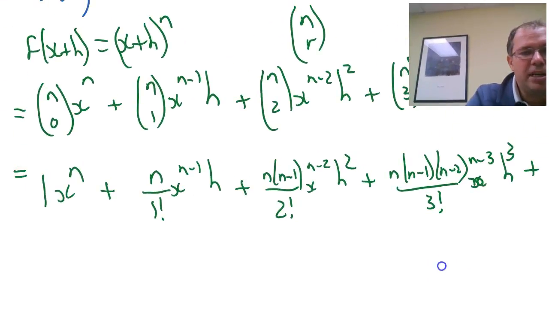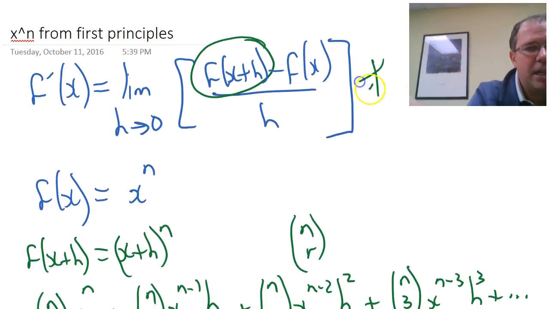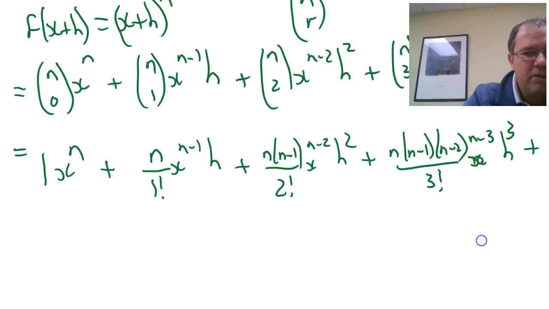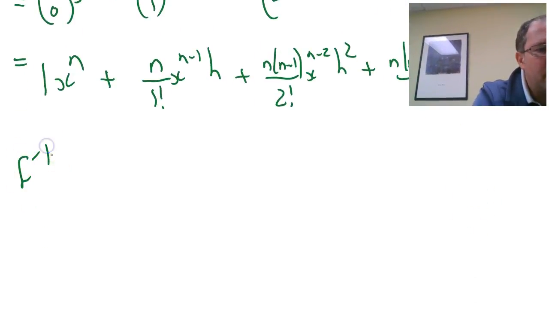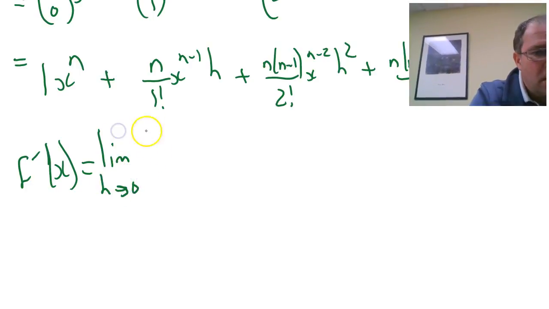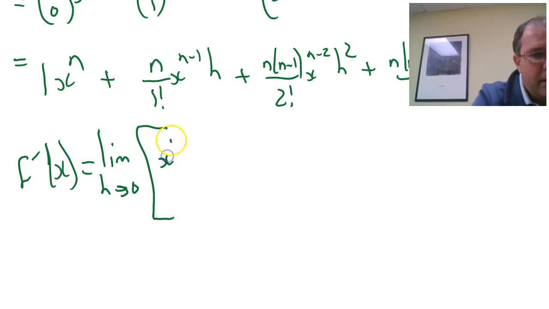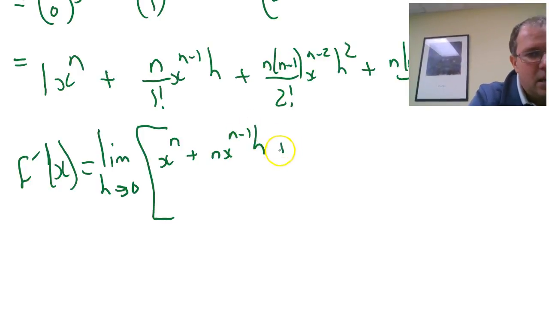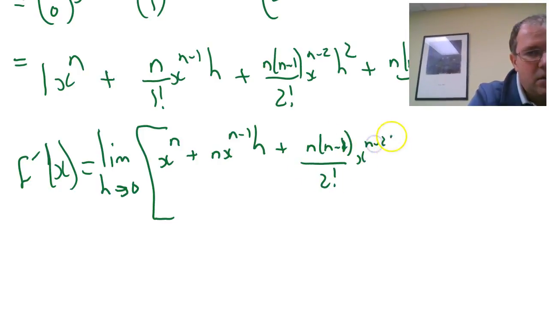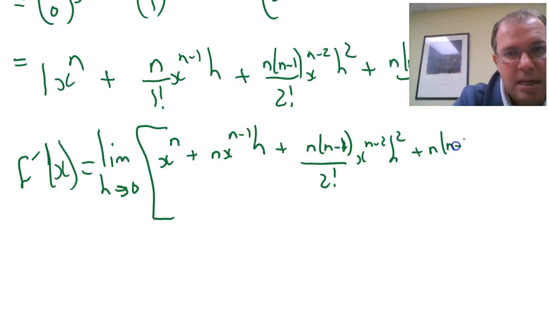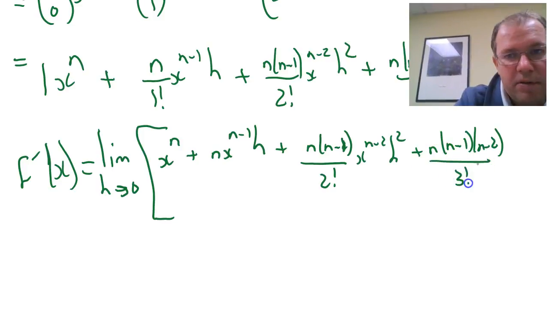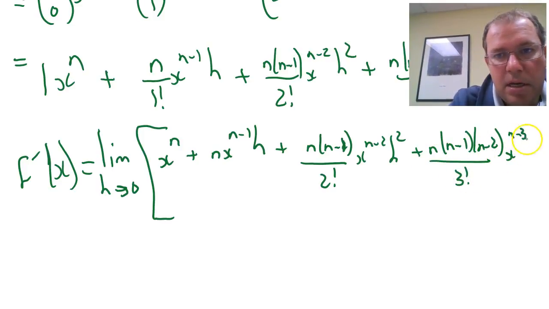So now we're in a position to put it into our formula up here, which I'll call star. So let's put it in our derivative formula, assuming that that limit exists so we can actually write it. So f dash of x is equal to the limit, as h tends towards 0, of f of x plus h, which is all this, I'll write x to the n, plus n x to the n minus 1 h, because n over 1 factorial is n, plus n minus 1 over 2 factorial x to the n minus 2 h squared, plus n minus 1, n minus 2 over 3 factorial x to the n minus 3 h cubed.